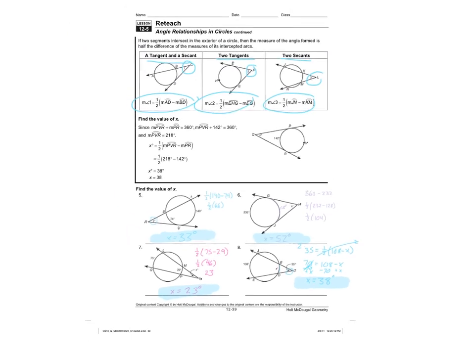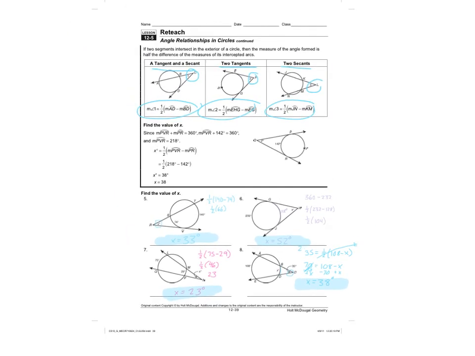Okay, so this was 12.4 and 12.5 review. Remember, C period, you're taking the quiz on Wednesday. F, G, and J, you're taking the quiz on Thursday.